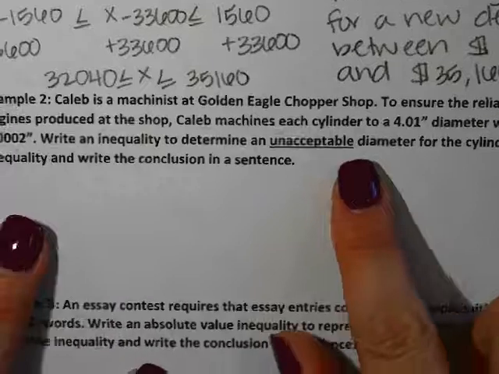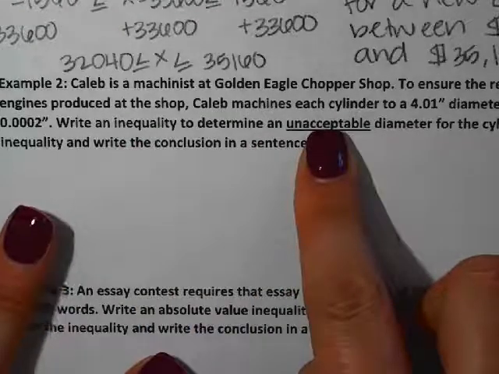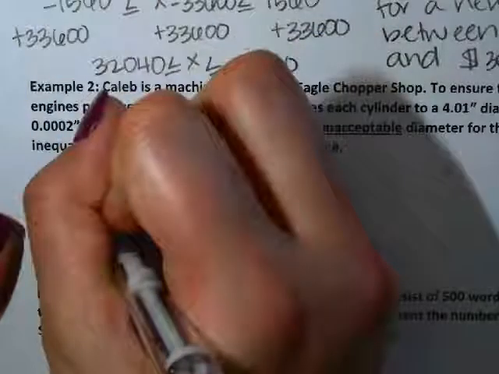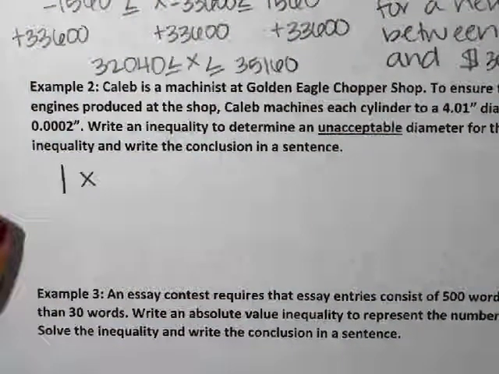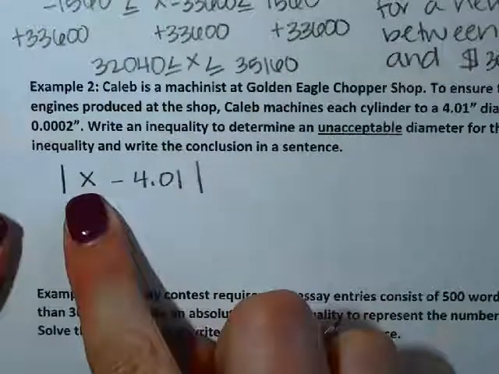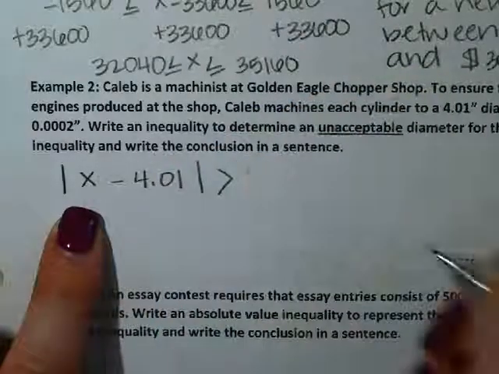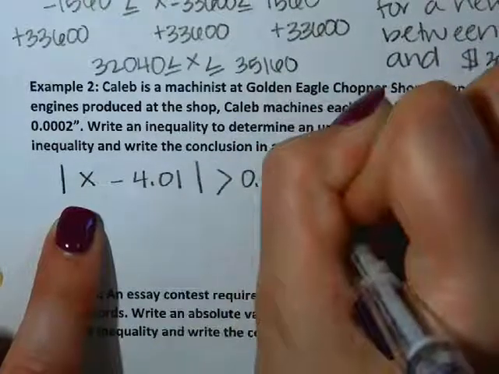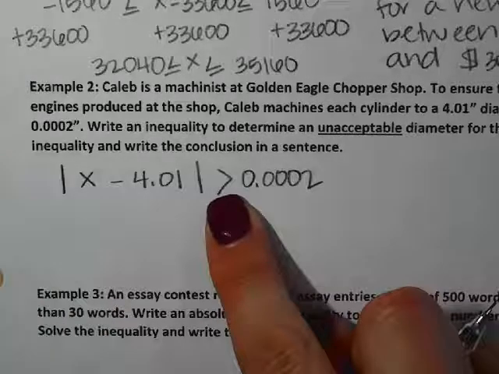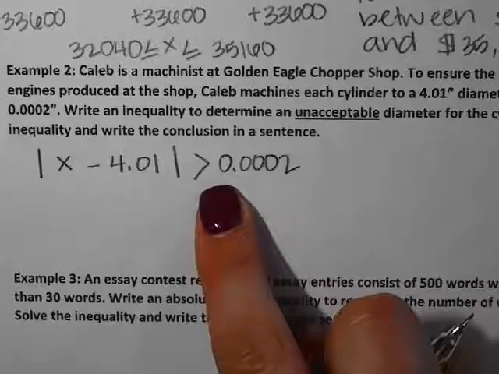All right. So here we're trying to write an inequality to determine what is unacceptable. Does that make sense? So we don't want to say how wide can it actually be. We want to say what's going to be a problem. So we're going to say the actual diameter of the cylinder minus 4.01. So the difference between what we actually get out of the machine and 4.01, if that number is greater than 0.0002, that's when we have a problem. So if it's less than or equal to that, that's okay. But they want us to know what is unacceptable. So we are writing an inequality for what would not work.